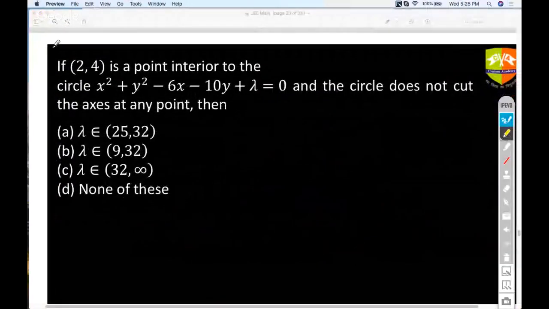Next. Question number 23. If 2 comma 4 is a point interior to this circle and the circle does not cut the axes at any point, then lambda belongs to which interval?